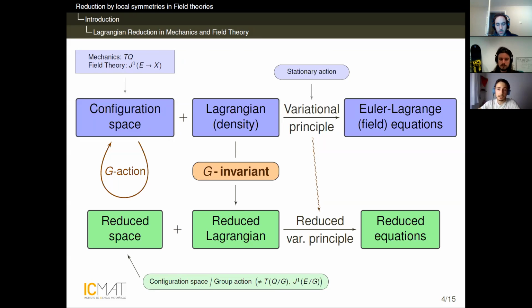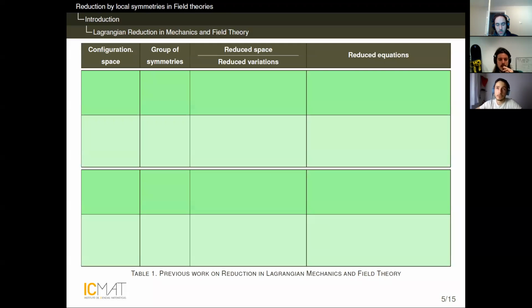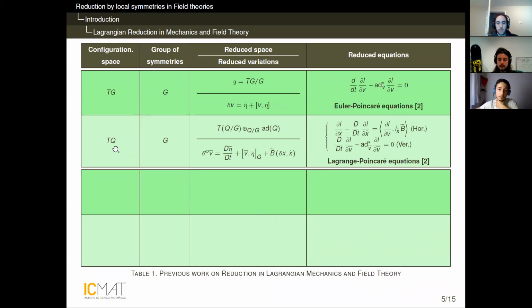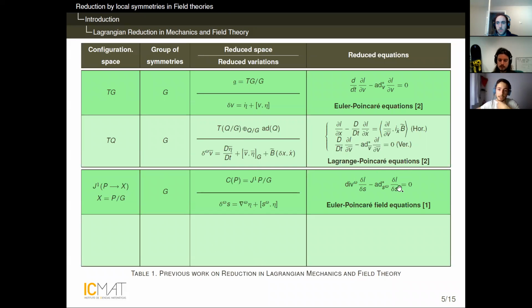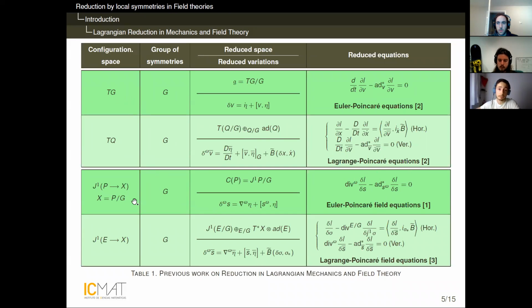In order to illustrate this, I will show you a table with the main results of reduction known in the literature. First, for mechanics, we can consider the easiest case, which is the configuration space being the tangent bundle of a Lie group and the group of symmetries being the same Lie group. In this case, we obtain the Euler-Poincaré equations. More generally, we can consider the tangent bundle of any smooth manifold and the group of symmetries any Lie group. This case is more complex, and we obtain the Lagrange-Poincaré equations. And analogous results hold for the case of field theory by substituting the manifolds by bundles.